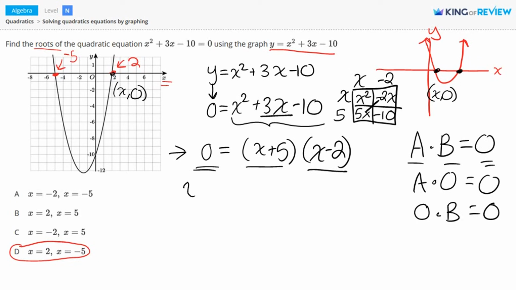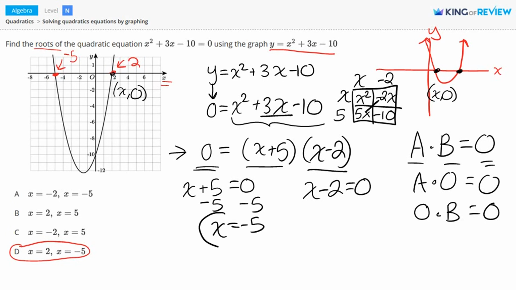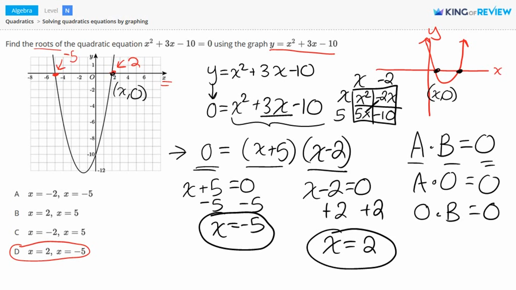Let's do that. Let's set x plus 5 equal to 0, and let's set x minus 2 equal to 0. Solving for x, I'll subtract 5 on both sides, and I'm left with x equals negative 5. So x equals negative 5 is one of the roots, and for this term, I'll add 2 on both sides, and I have x equals 2. So x equals 2 is another root. And that's what we found here on the graph.